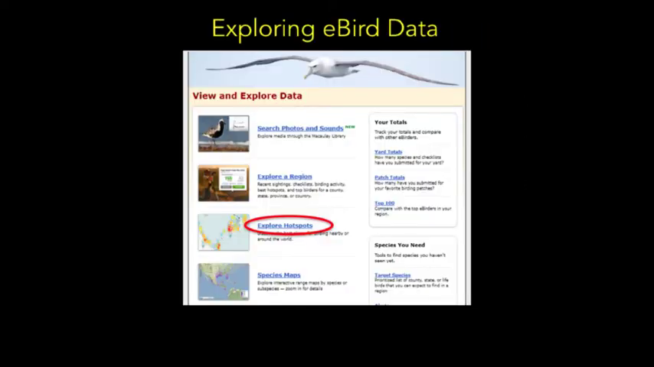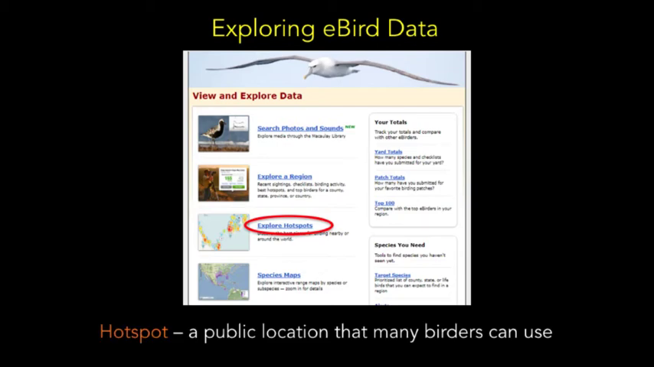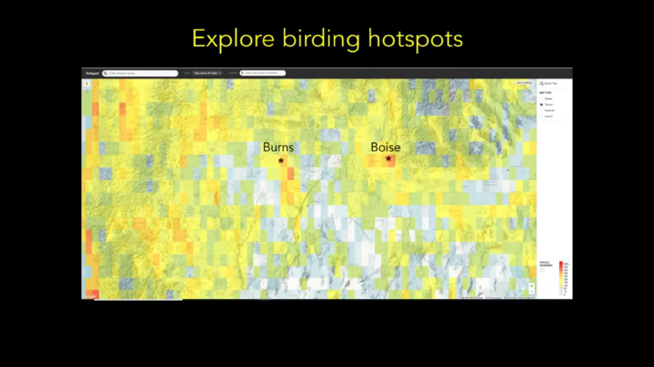Explore hotspots, if you're keen on that. Again, hotspot, a public location that many birders can use. So here's a hotspot map. The base map is really hard to read. I had to show you where Boise and Burns are.